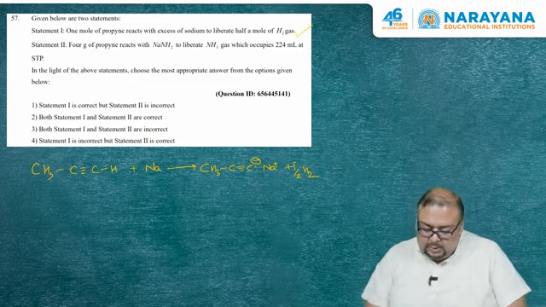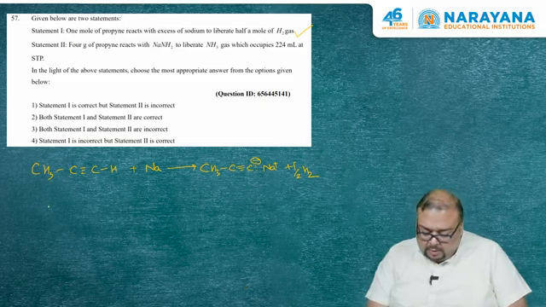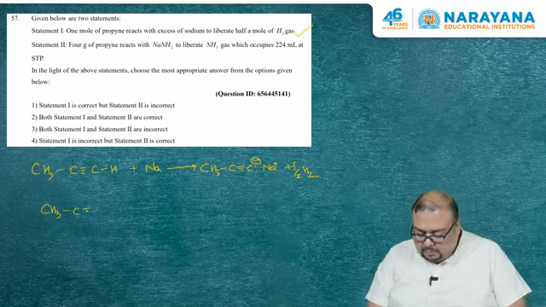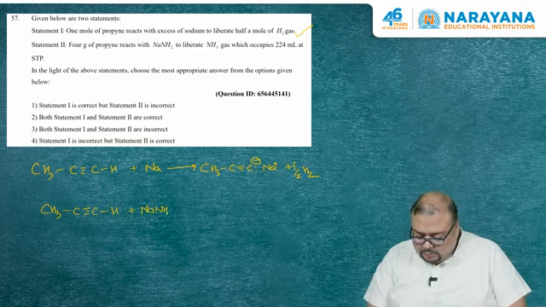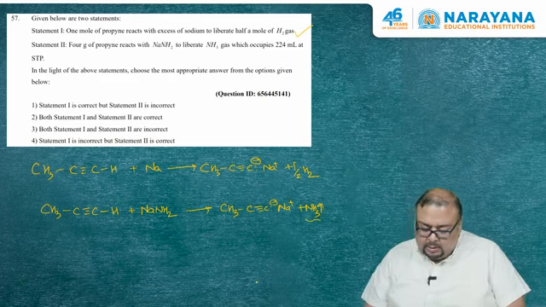Statement 1 is correct. Now statement 2: 4 grams of propyne reacts with NaNH2 to liberate NH3, which occupies 22.4 ml at STP. Now propyne, the second equation will be CH3 C triple bond CH plus NaNH2. This will give CH3 C triple bond C minus Na plus NH3 gas, and this NH3 gas will be liberated.